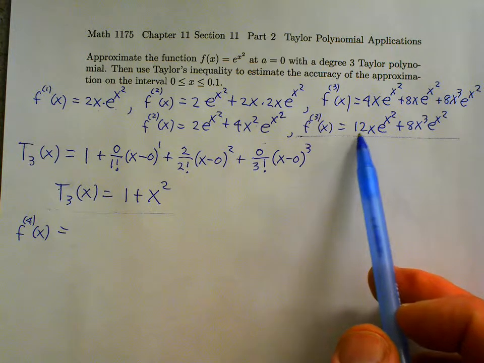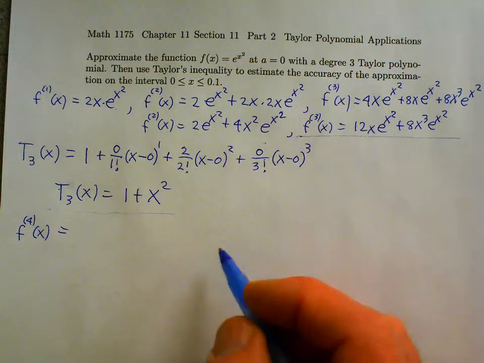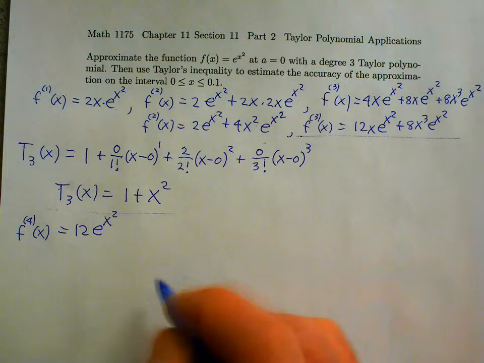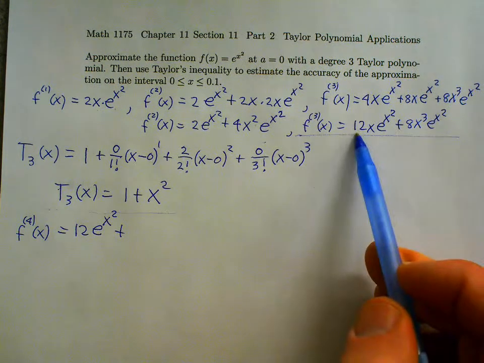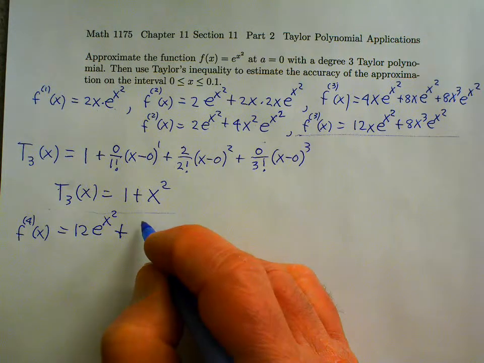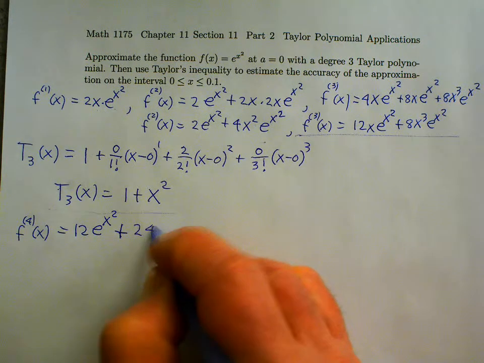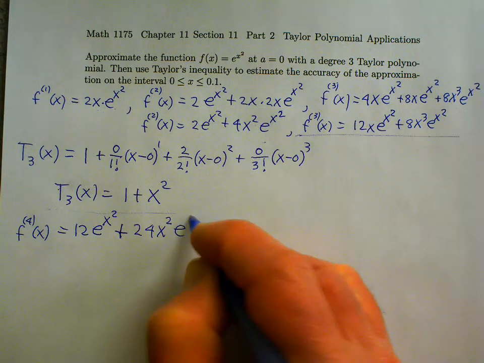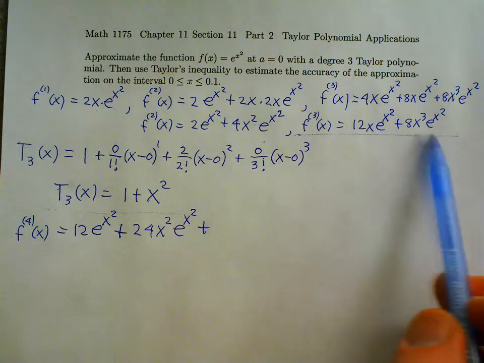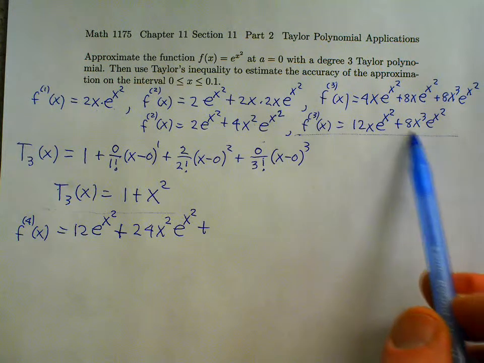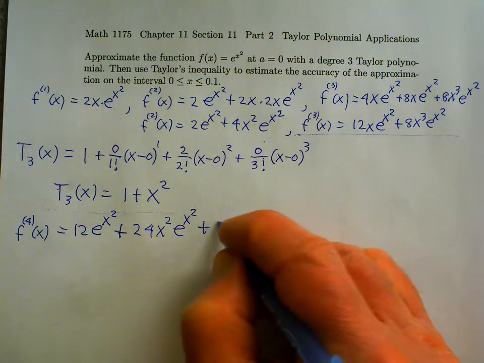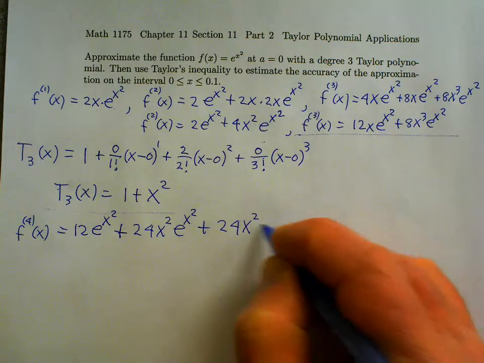So the derivative of 12x times e to the x squared is 12 times e to the x squared, and then plus 12x times 2x. So 12x times 2x is 24x squared times e to the x squared. And then apply the product rule to the next term. The derivative of 8x to the third is 24x to the second, multiplied by e to the x squared.